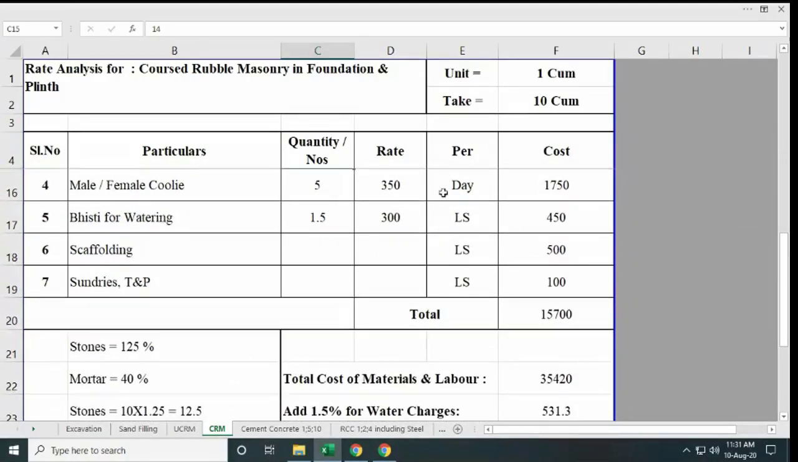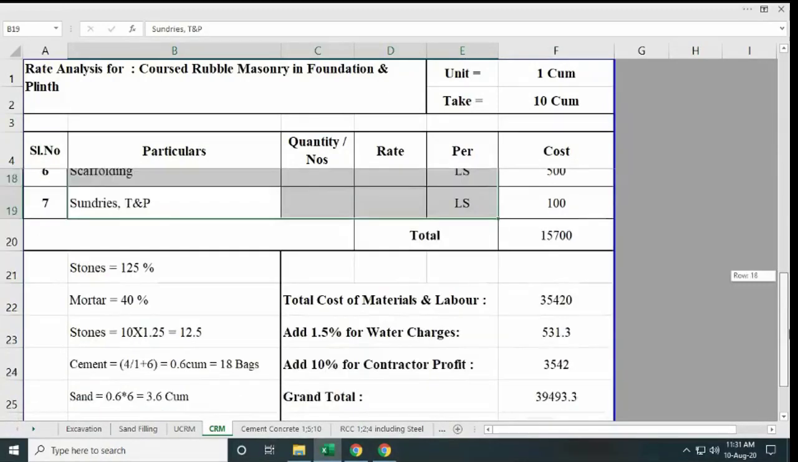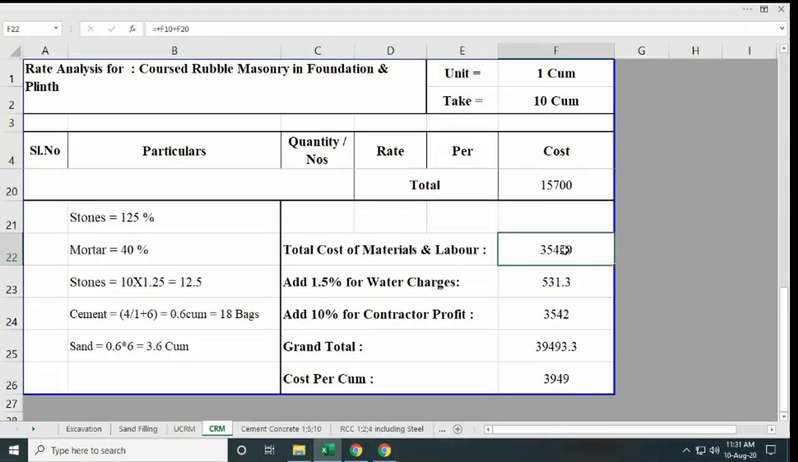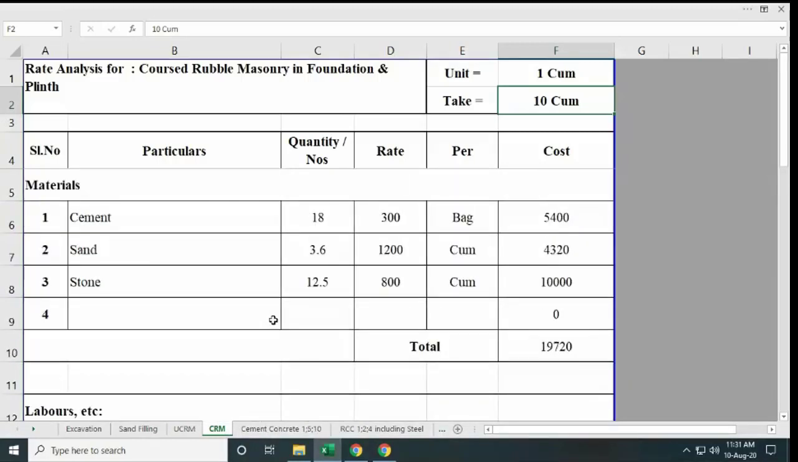Then male coolie, female coolie, then bhisti for water and all. For scaffolding, sundry tools and plant you can add extra, and you can calculate the total cost of materials and labor, water charges, and contractor's profit. We are going to get the grand total divided by 10. Why? Because the unit is 10 cubic meters. So the cost per cubic meter will be 3949, or 3950, or you can round it up to a somewhat higher rate of 4000 rupees per cubic meter. So this is how we do it for post rubble masonry work.